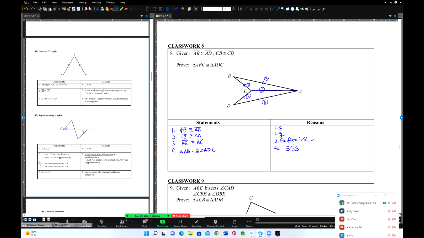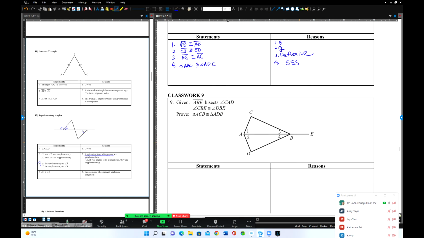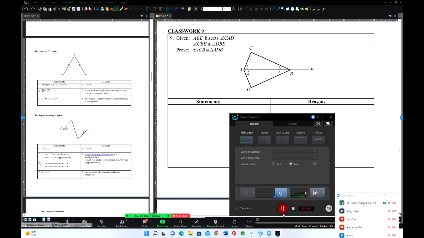You guys okay with this, right? Okay, you guys try number 9. Have some practice. Take out your paper and pencils and prove this by yourself. In a minute I'm going to go over it together.